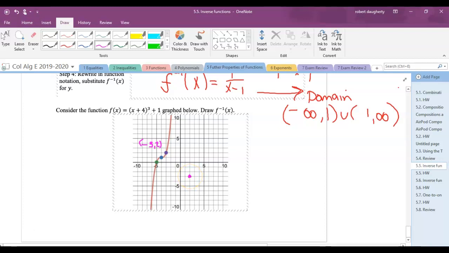What is that blue point that you see right there? Negative 4, 1. So I need to go find what point? 1, negative 4. And then the green point is what? Negative 5, 0. So I need to go find what point? 0, negative 5. Okay. So I see these points, but I'm just not quite sure how to do it.